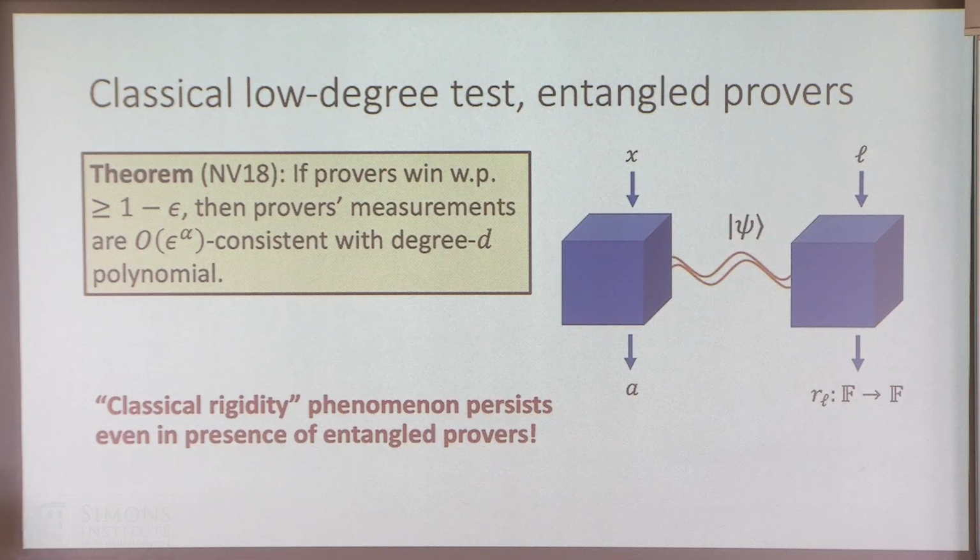So if the provers are winning with high probability, then in some sense that I won't make formal here, their measurements are actually consistent with measurements that produce a degree D polynomial. So roughly speaking, however these quantum boxes are behaving, you can think of them as having some degree D polynomial in mind. So this classical rigidity phenomenon persists even in the presence of entanglement. So it's something really remarkable about this low-degree test.